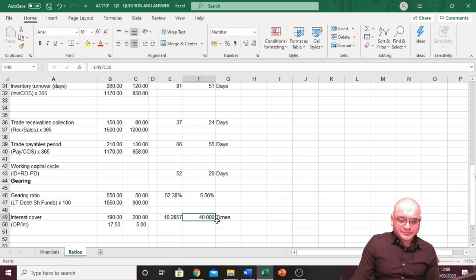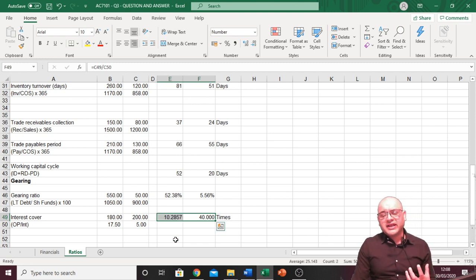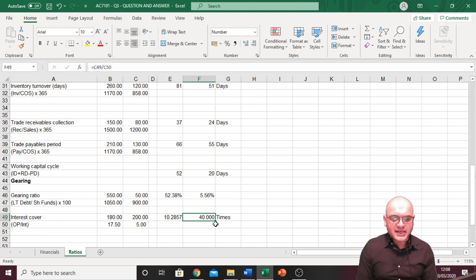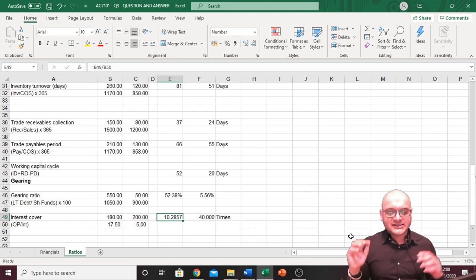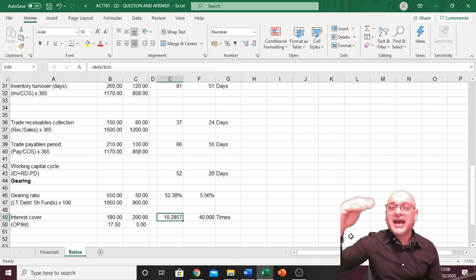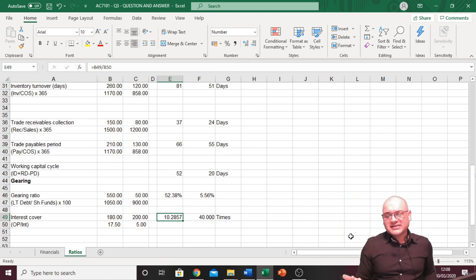And interest cover shows really the company's ability to pay interest, to cover interest. So are they generating enough operating profit through which they can pay interest? Last year it was 40 times, so your operating profit was 40 times higher than your interest. But this year it has gone down quite significantly. It's just 10 times. So your operating profit is not as great in terms of interest cover as last year, right?